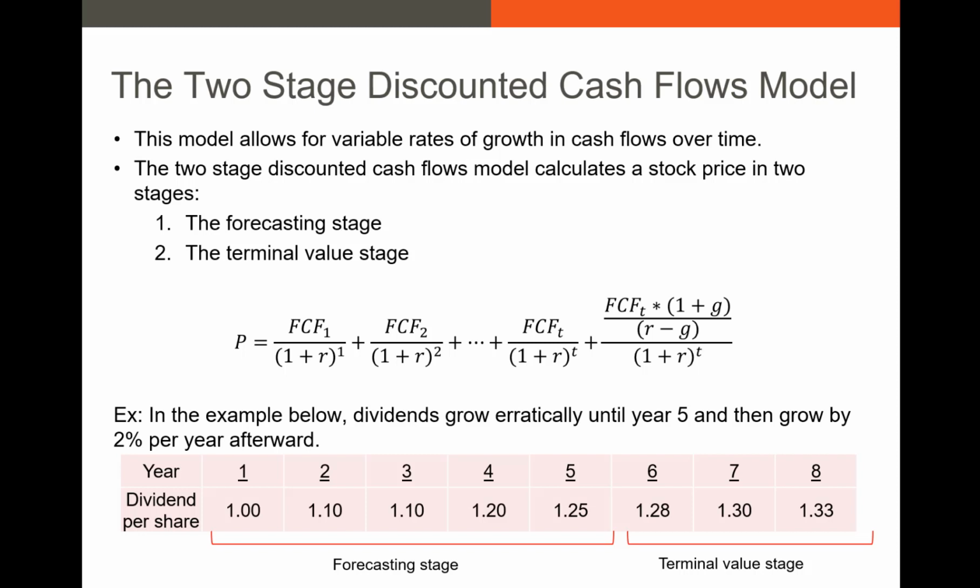So what I'm trying to get at here is our two-stage DCF model has 2 stages, the forecasting stage and the terminal value stage. In the forecasting stage, we're individually estimating our free cash flows. In the terminal value stage, we're assuming that those free cash flows at the end of the period, say year 5, continue to grow at a constant growth rate. And then we just calculate the value of our free cash flows from year 5 to year infinity, discount those back to year 5, and then ultimately discount that value back to the present.